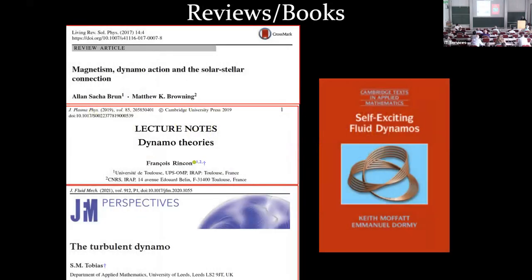Before I start, pretty much everything I say today is going to be included in one of these either reviews, recent reviews, or books. So we've already had the advert for Keith and Emmanuel's book, which I think they'll be signing later on in the week. They don't charge too much for their signature. But then there's some very nice reviews, essentially Matt should have given this talk instead of me, but he's too modest. So this is very nice on the solar-stellar connection and dynamo action. Then there's a nice set of notes by Francois Rancon in Journal of Plasma Physics. And then there's also a JFM perspective written by me, which has the advantage that it's free to download. So that's definitely worth every penny.